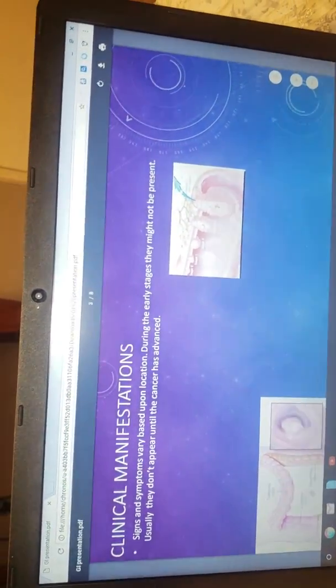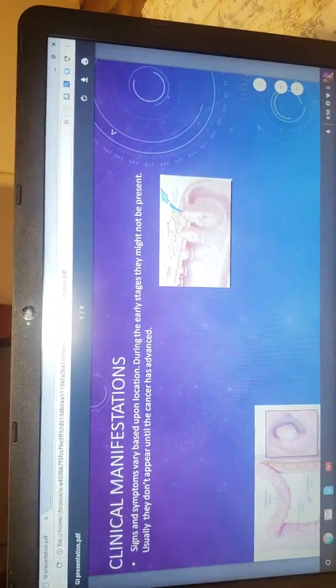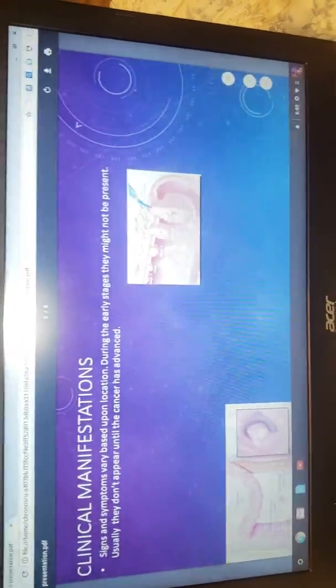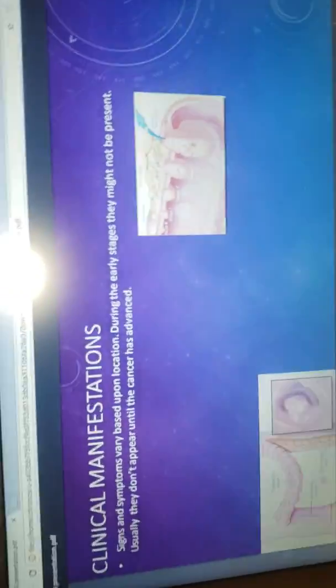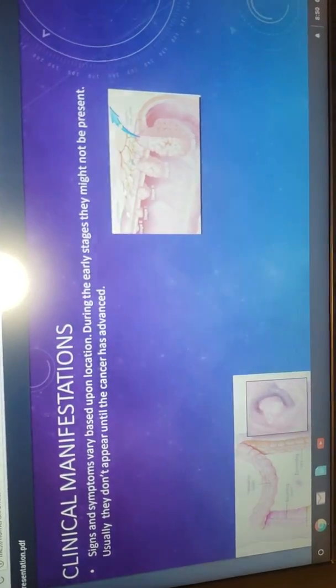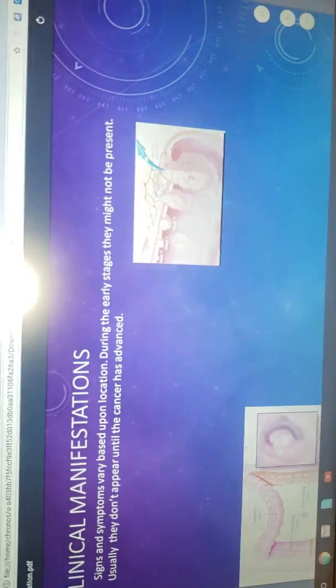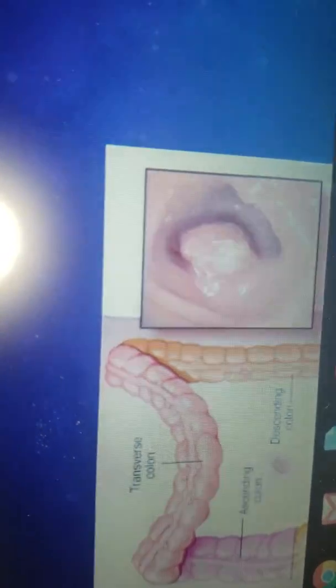Clinical manifestations. I didn't find a whole lot in the book about this, just that signs and symptoms are based upon location. I have a little picture of different locations in here. It usually doesn't appear until the cancer is advanced, so it's almost silent until the later stages. There are different stage types and some locations of where it could be.